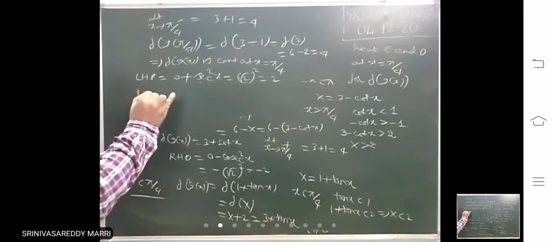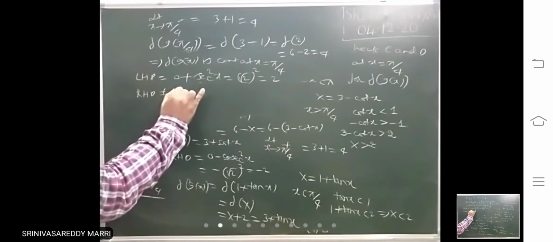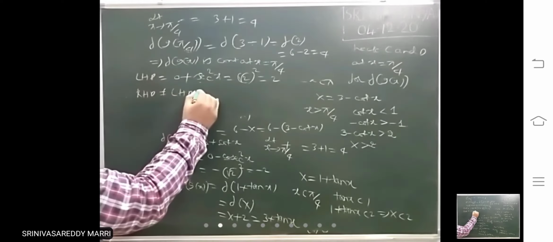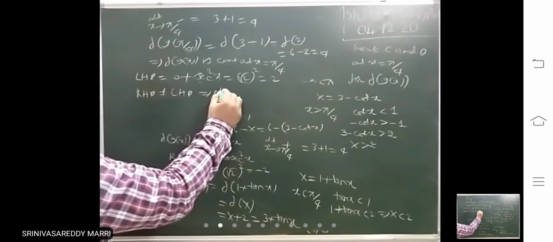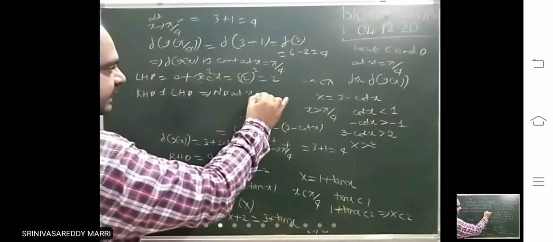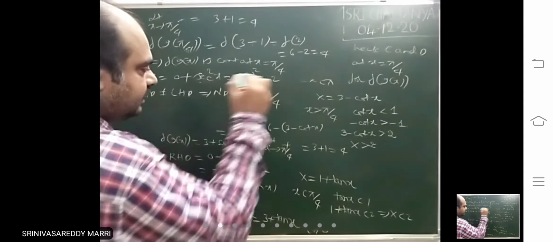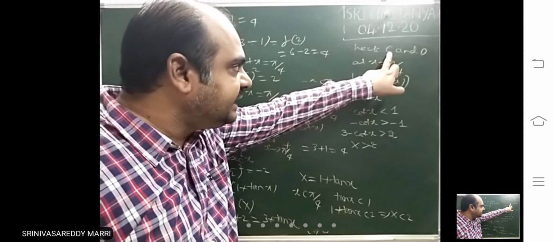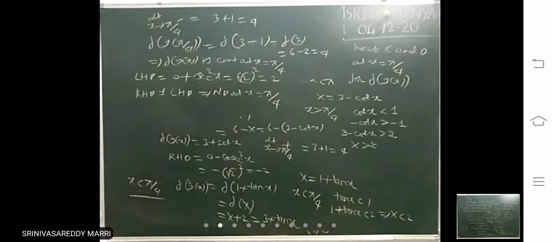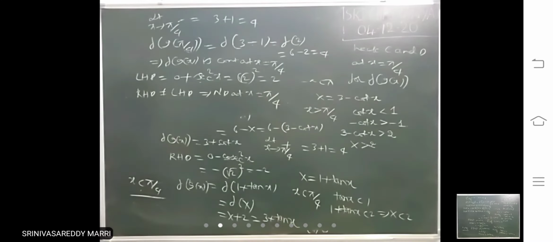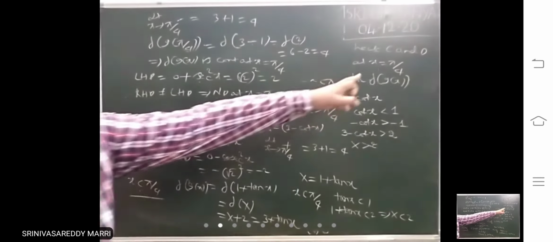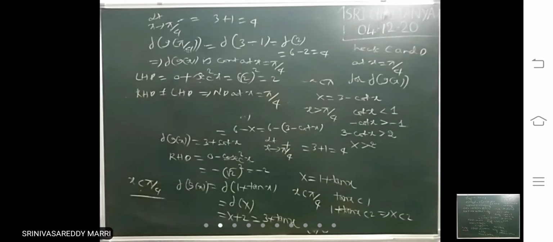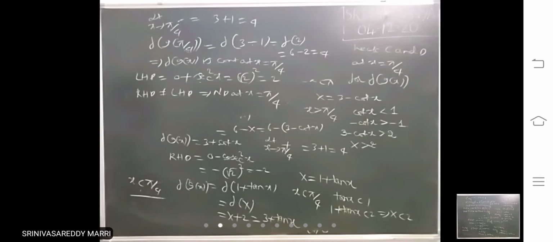Therefore, left hand derivative is not equal to right hand derivative. It implies not differentiable at x equal to pi by 4. Therefore, we can say that f of g of x is continuous but not differentiable at x equal to pi by 4. Like that, at a single point, just x greater than that, x less than that, you define it.